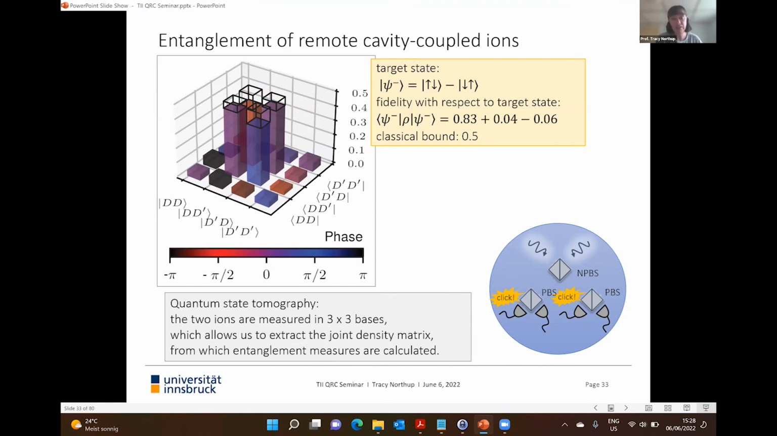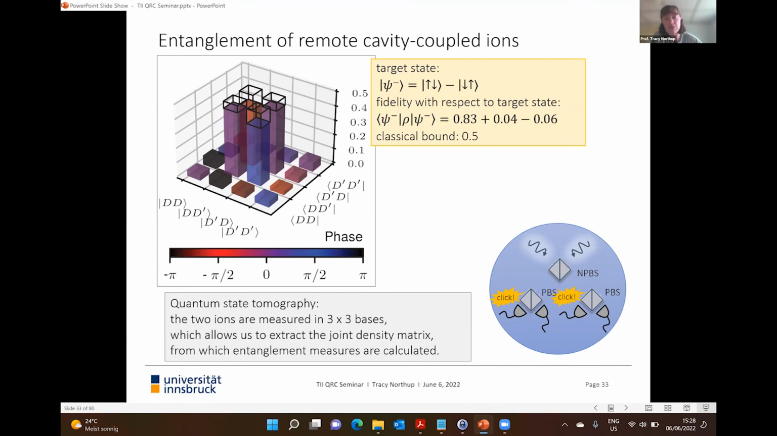And so we try to generate that state, and then we look at the density matrix that we do in fact generate between the two ions. We compare it with our target state, and we see that it has a fidelity with respect to that state of about 0.83. There's a classical bound that says you wouldn't be able to do better classically than 0.5. Perfect fidelity would be 1.